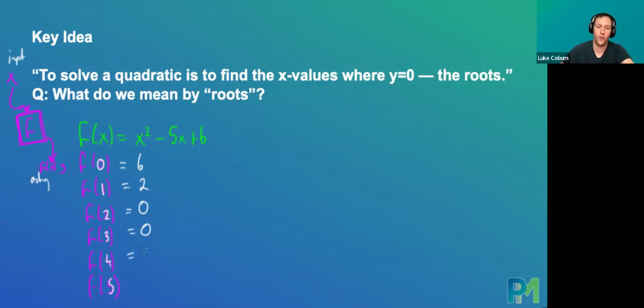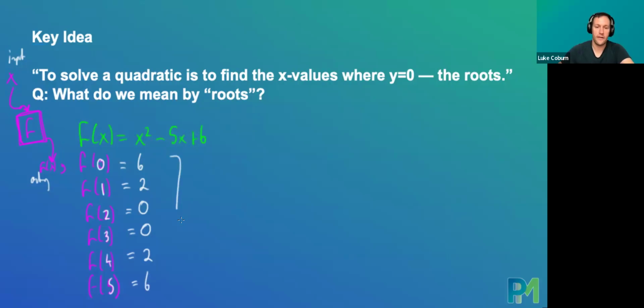We put in a 4. 4 squared is 16 minus 20 plus 6. So that's 16 plus 6 is 22. Minus 20 is going to be 2, which is the same as this one. And then this will be 5 squared, 25. Minus 25 will be 0. Plus 6, we get 6 again.